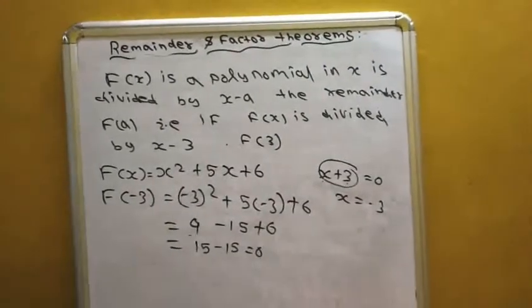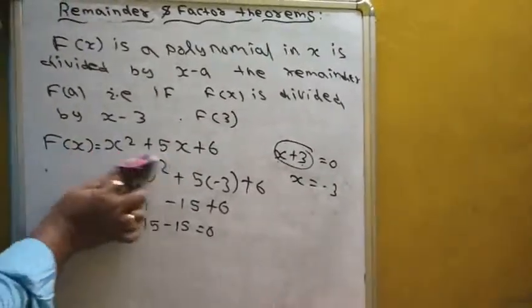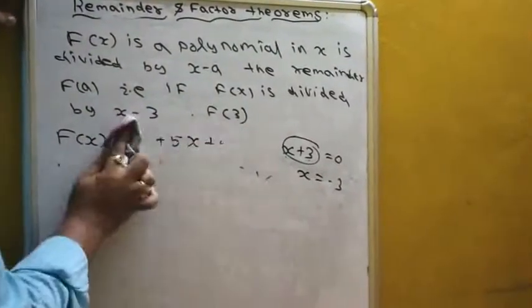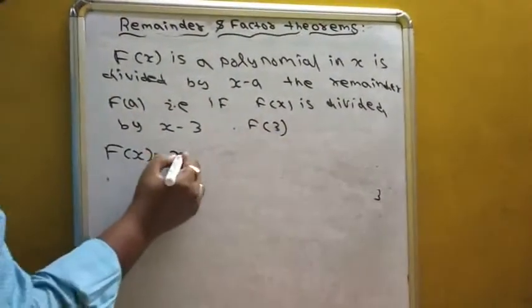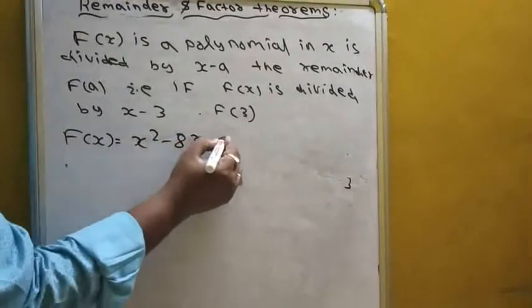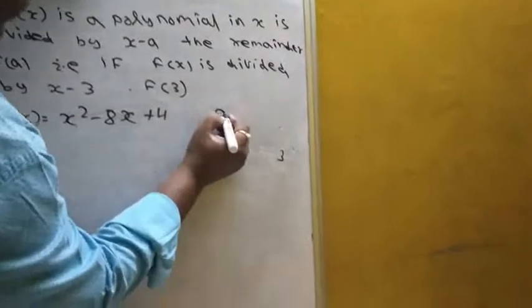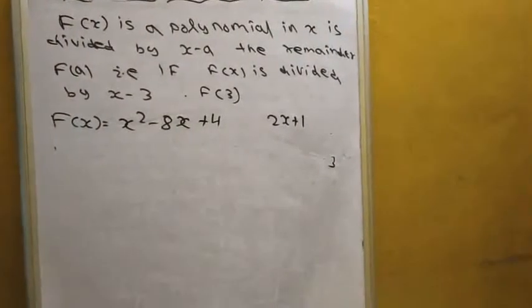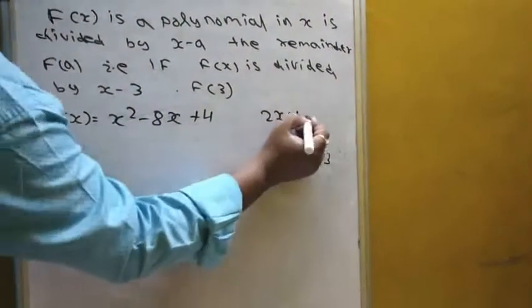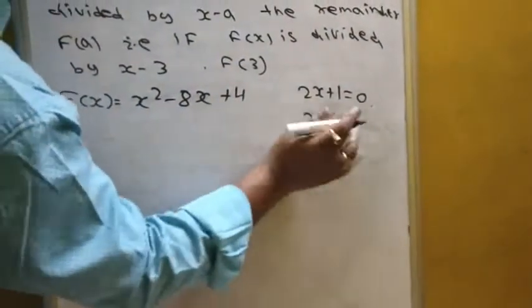Okay. Next, you do a problem. Find the remainder when x square minus 8x plus 4 is divided by 2x plus 1. Is divided by what? 2x plus 1. So what do you have to do? In the first process I told, whatever you are dividing by, you have to write that equal to 0. So 2x plus 1 equals 0. Then 2x equals how much?